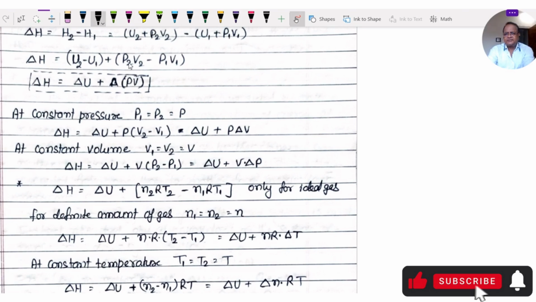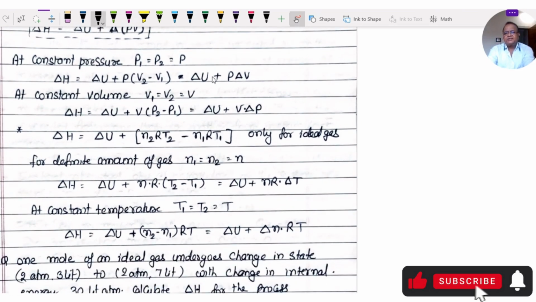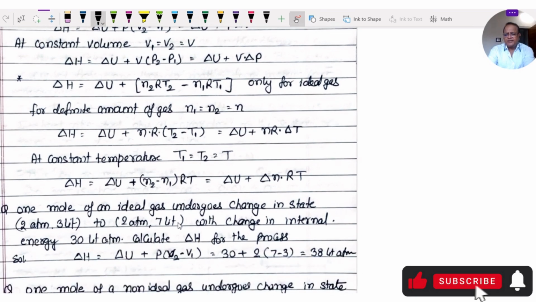For ideal gas, PV equal to nRT, so P2 V2 is nRT2 and P1 V1 is nRT1. It is only for ideal gas. The above equations are valid for both real and ideal gas, but further equations are only valid for ideal gas. So for definite amount of gas, meaning n1 equal to n2 equal to n, delta H equal to delta U plus nR(T2 minus T1), or n R delta T. At constant temperature, T1 equal to T2 equal to T, delta H equal to delta U plus (n2 minus n1) RT, or delta n RT.